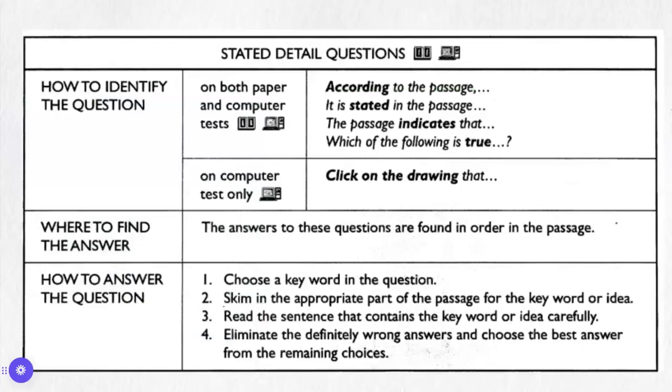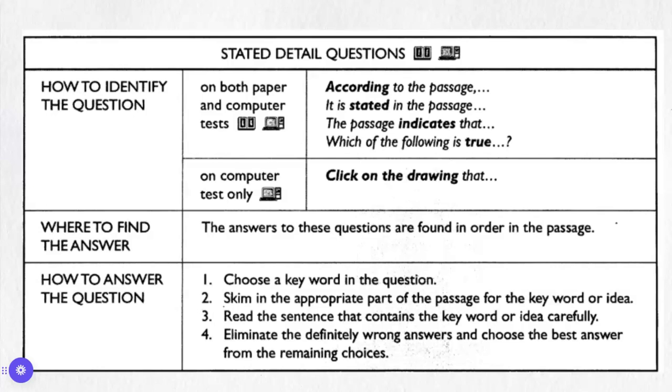Now, how can I identify these types of questions? Well, they will have keywords like according to the passage, it is stated in the passage, the passage indicates that, which of the following is true about? Now, the answers to these questions are found in order in the passage. You will not be asked at the final question of a section to locate an answer that is stated at the beginning of the text. They will always follow a sequence.